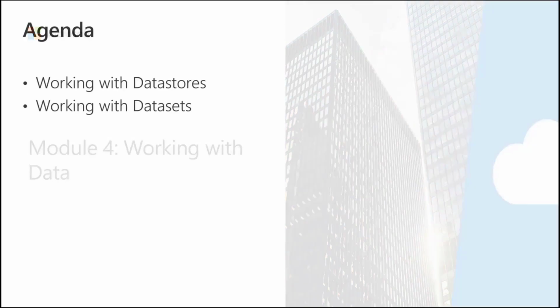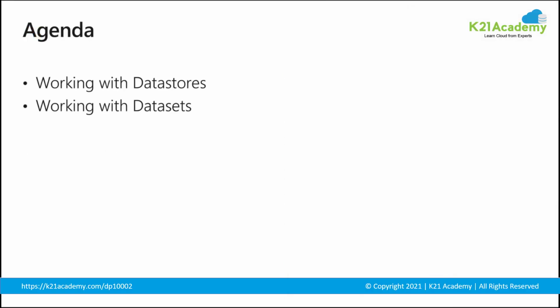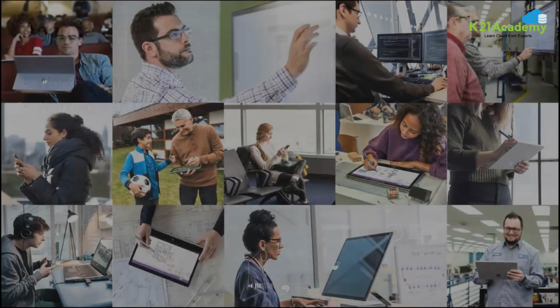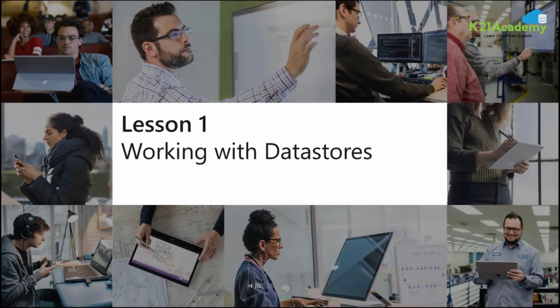Data is the most important thing in machine learning. In Azure, we have two concepts: data store and dataset. So let's start with the data store first, then we'll go towards the dataset. We'll see what is the meaning of that, how to work with it, and so on.